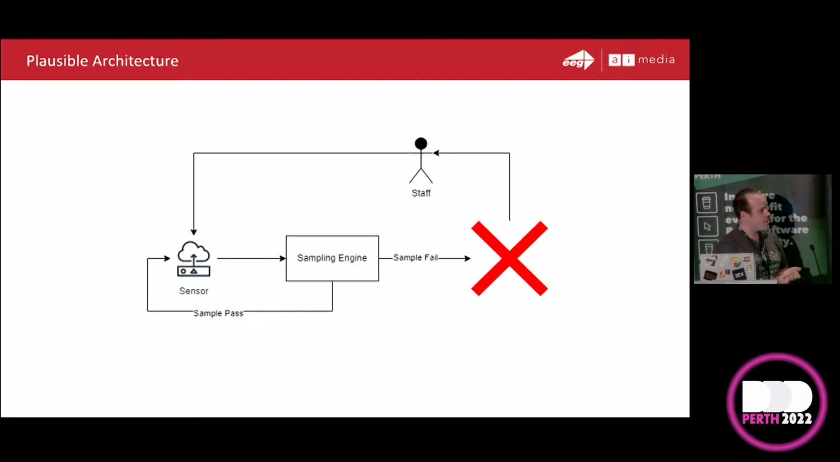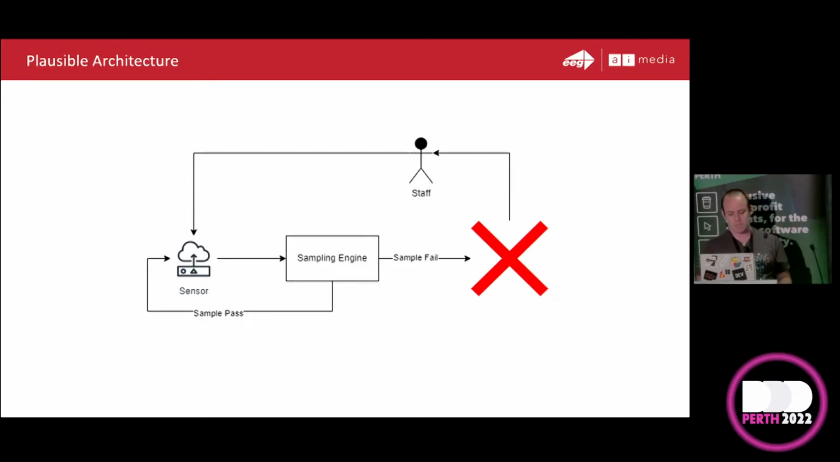If the sample fails, it goes around to a staff member. Don't know what sort of staff member. Is it the cleaner, or is it the manager? Like, who are we actually sending that to? Is it the CEO that gets the message? And then the staff member sends something back to the sensor. What are they sending back to the sensor?